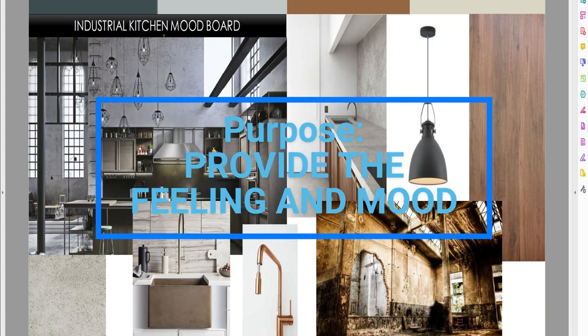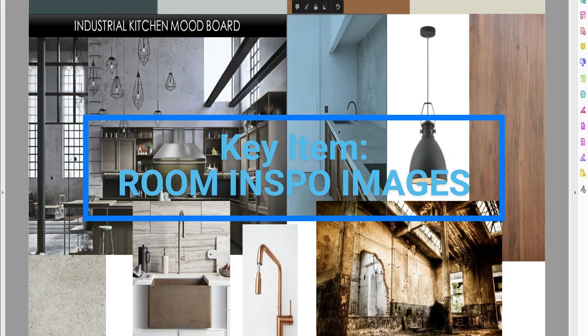So you can see here I've got images. One of the key things you need to add are these images that set the feel and the mood of what you're looking for. Obviously, mine's an industrial feel. And then these are the ideas. So it's like, I want a light in a dark black finish that looks industrial like this.